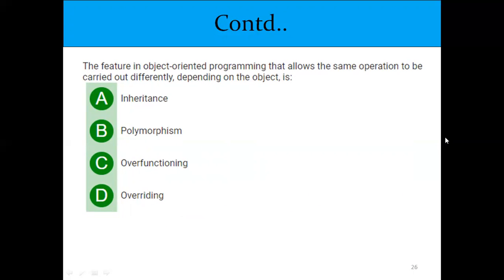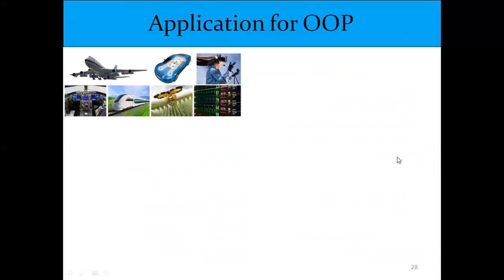Coming to the next question: the feature in object oriented programming that allows the same operation to be carried out differently depending upon the object. Inheritance? No. Polymorphism. Why is it not inheritance? Inheritance is nothing but acquiring the properties of a base class, whereas polymorphism is nothing but having different forms. The answer is polymorphism, because it has multiple forms.